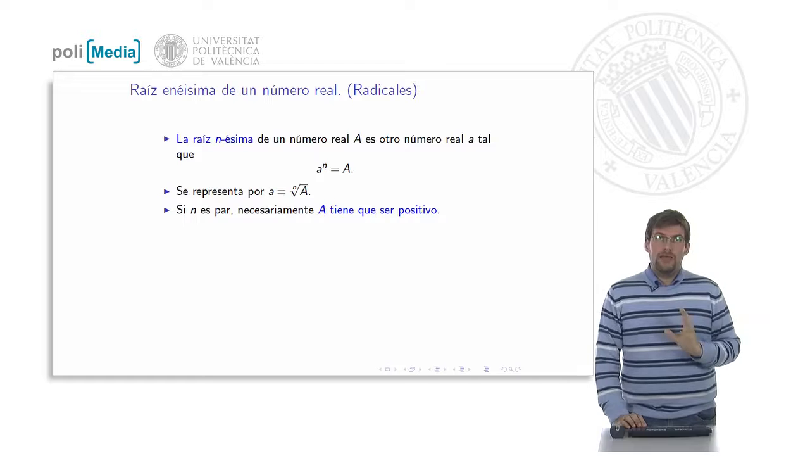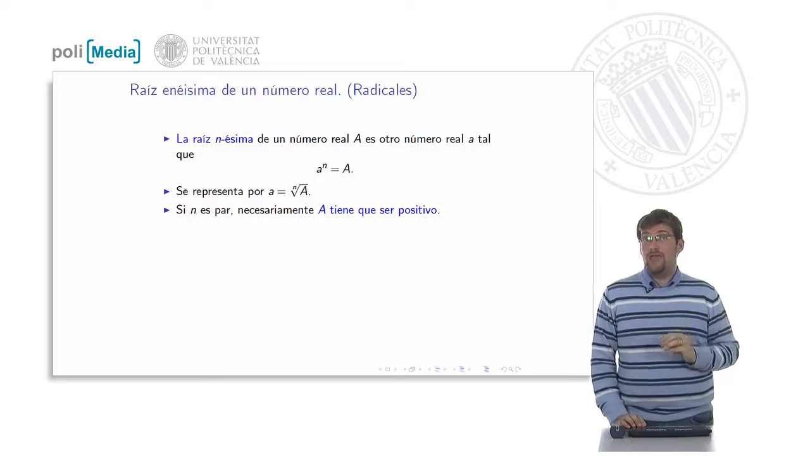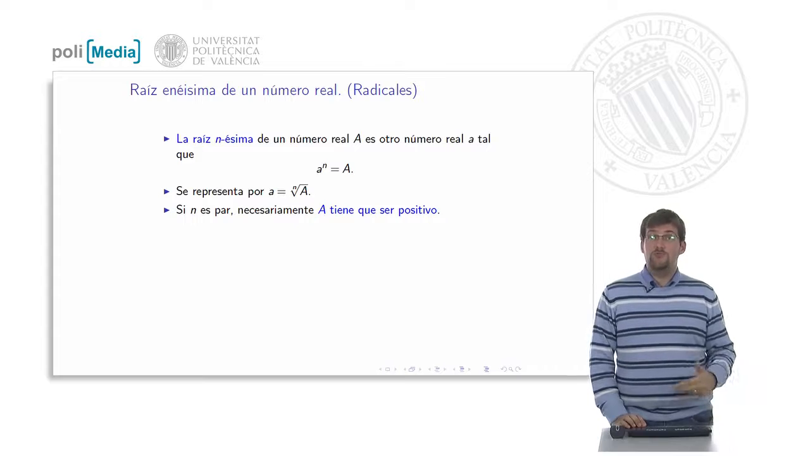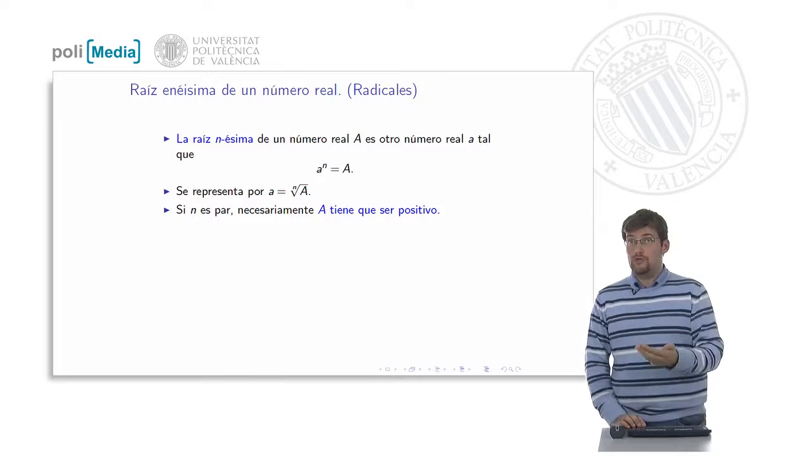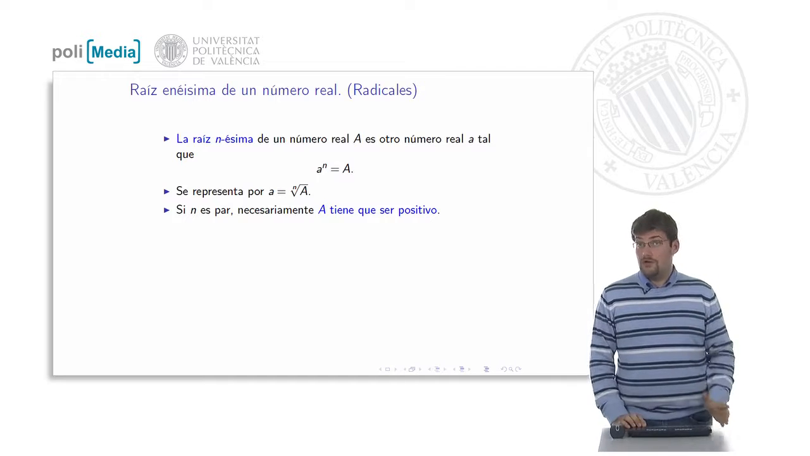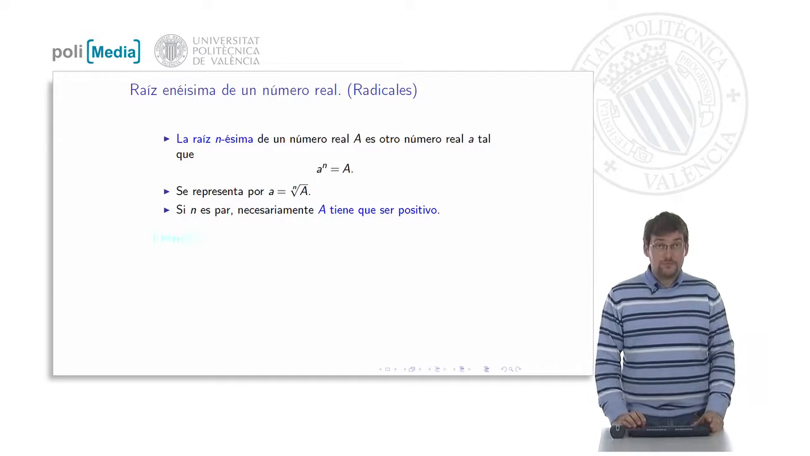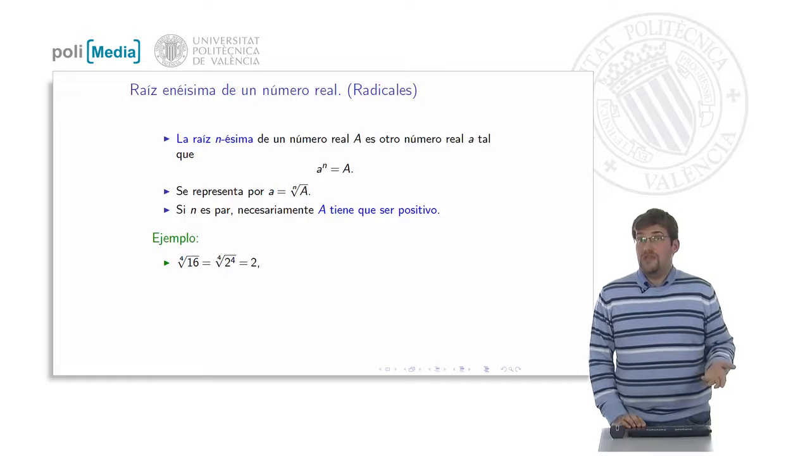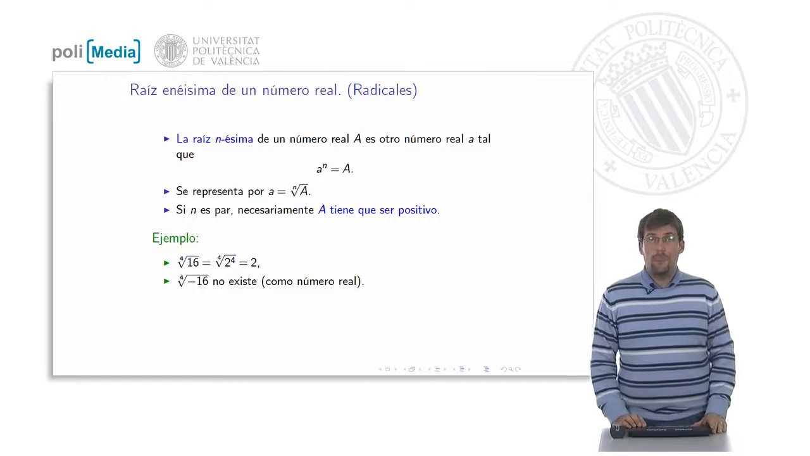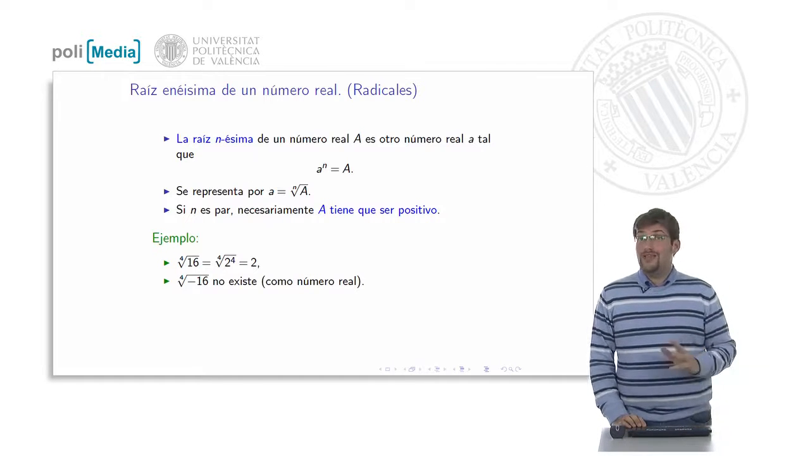The problematic condition is this: when n is an even number, A has to be positive. That's because even powers always give positive numbers. Therefore, we can't find the square root or the fourth root of a negative number. Let's see some examples. For example, the fourth root of 16: we know that 2 raised to 4 gives 16, so the fourth root and the 4 cancel, and I am left with 2. The fourth root of 16 is 2. The fourth root of minus 16 does not exist.